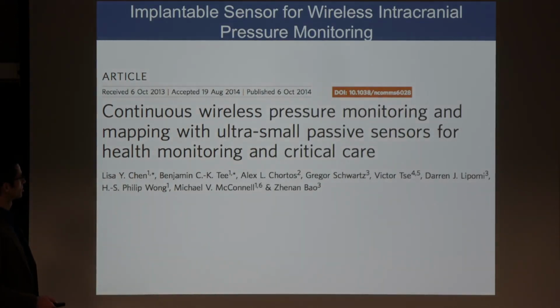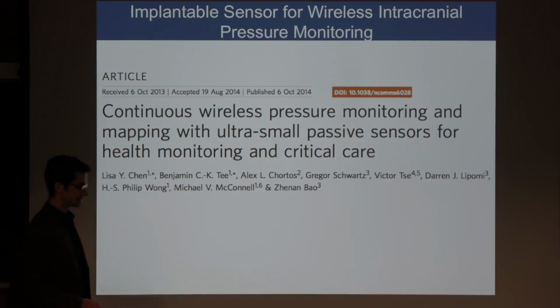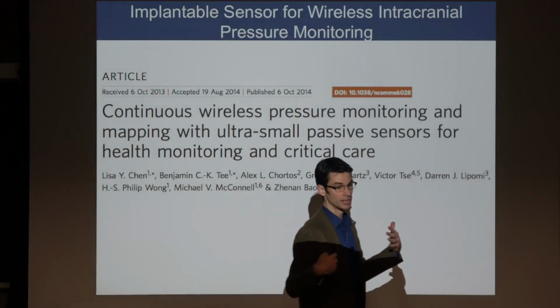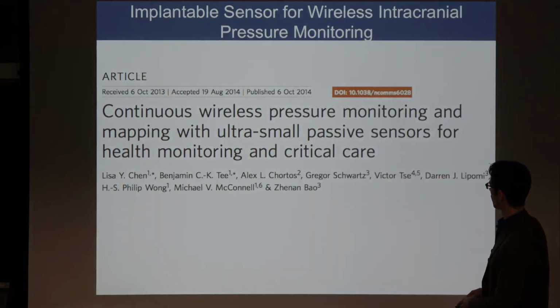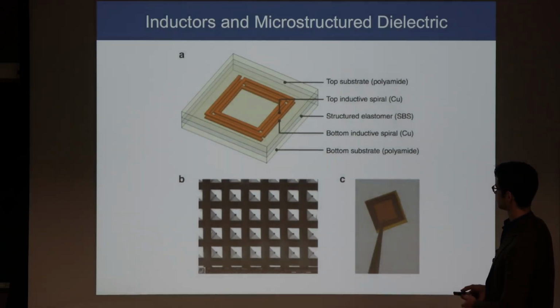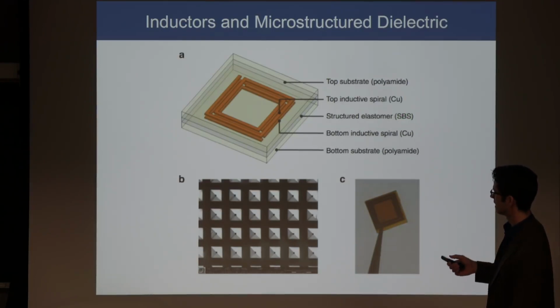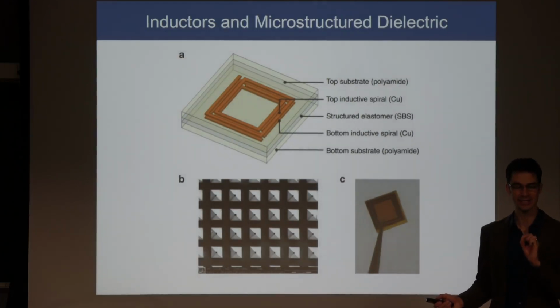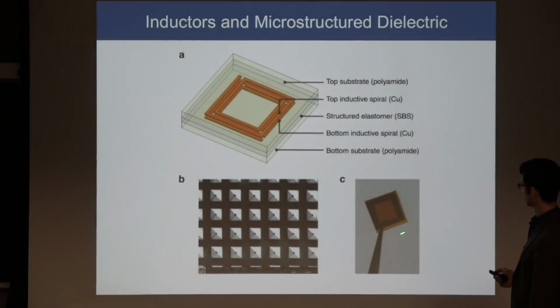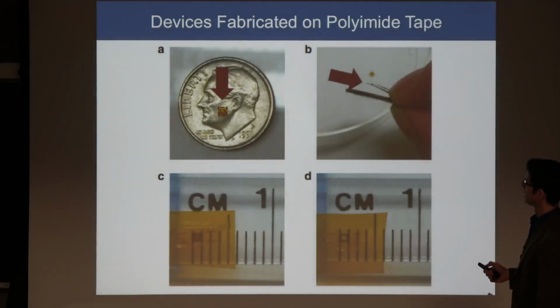And this work I was peripherally involved in. You can take these structures and implant them in the brain as well to do continuous wireless pressure monitoring and mapping with these ultra small passive sensors. So this is an inductive coil. It's copper in this case. And this is a styrene-butadiene-styrene triblock copolymer elastomer in between, and the rubber is patterned with these pyramidal structures so that you have increased sensitivity and also recovery time. And this is kind of what the device looks like. And that's on Eisenhower's face. And yeah, so small.